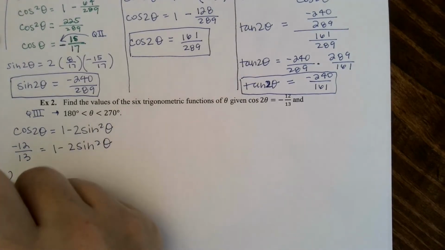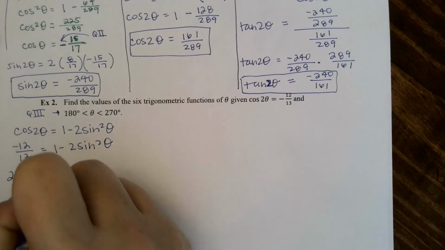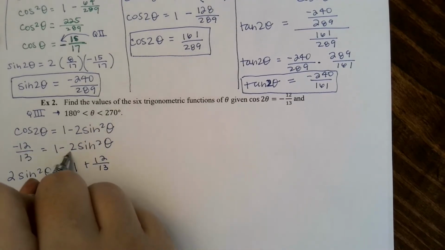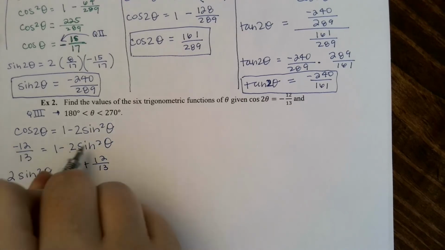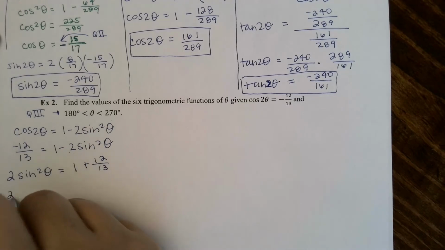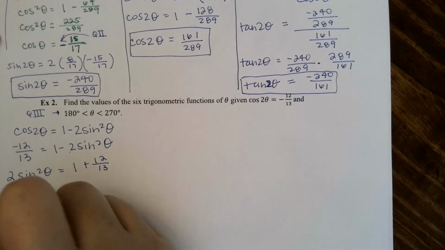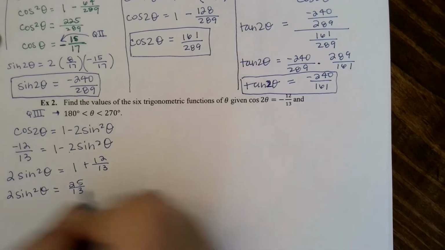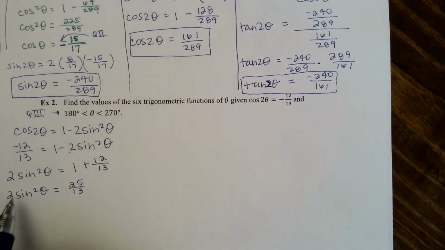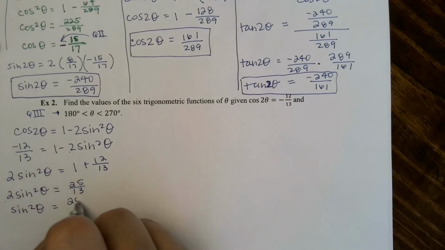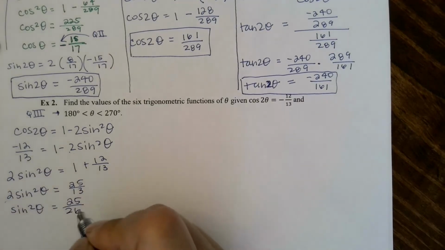Okay, or 2 sine squared theta equals 1 plus 12 over 13. So I just added this to this side and then that to that side. Okay, so this gives me 2 sine squared theta equals 25 over 13. And then I'm going to divide both sides by 2 so that I have sine squared theta equals 25 over 26.